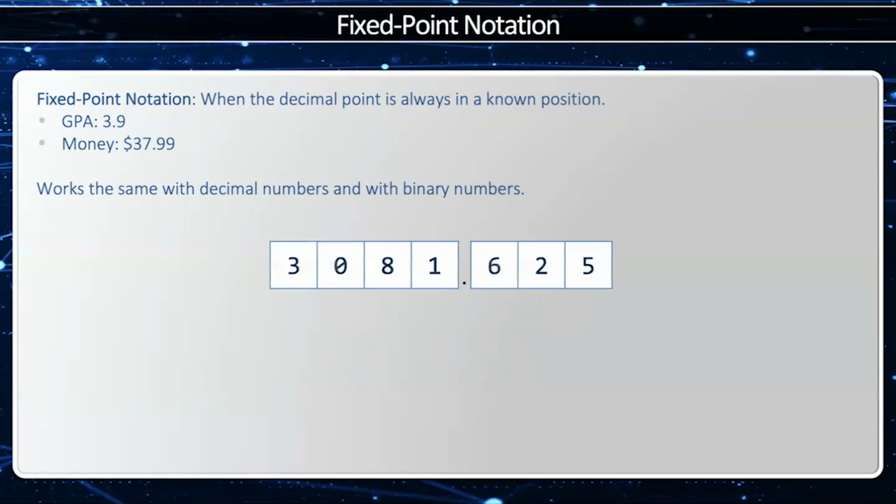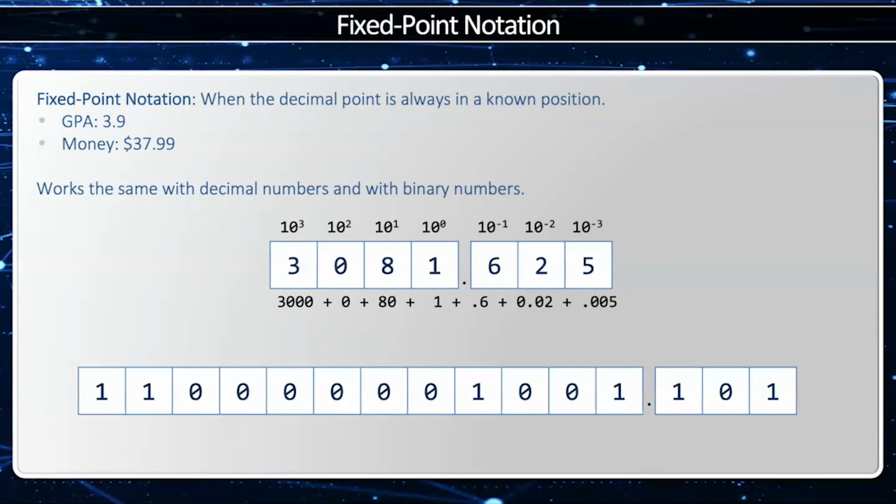And this works with decimal numbers like 3081, and then we know where that decimal point is, 625. And like we had before, we can compute the powers of each spot in the array. There's a 10 to the third spot, 10 squared spot, 10 to the one spot. So that's 3000 plus 0 plus 80 plus 1 plus, 6 times 10 to the negative 1 is 0.6 plus 0.02 plus 0.005. And that gives us, of course, 3081.625.